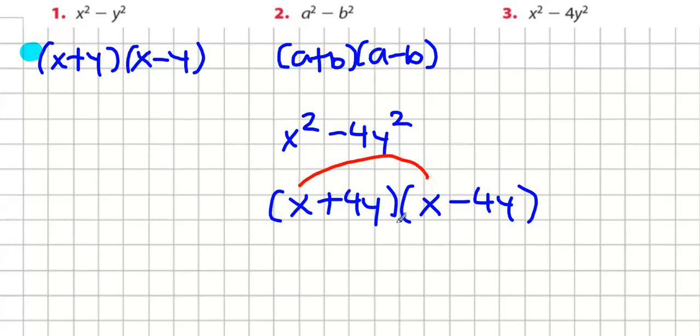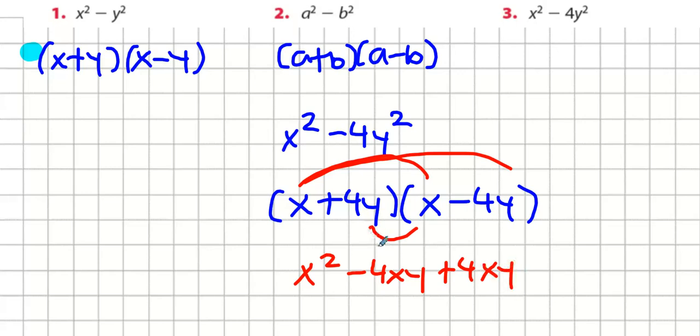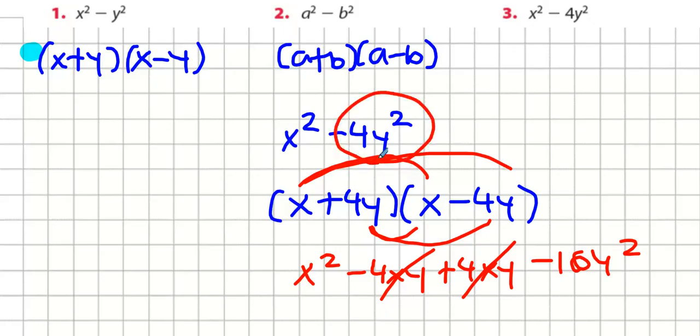What's x times x? x times 4y minus 4xy. 4y times x plus 4xy. 4y times another 4y. The middle cancels, but I got x squared minus 16y squared. I was only meant to get 4y squared. Anybody suggest a way of fixing this problem?